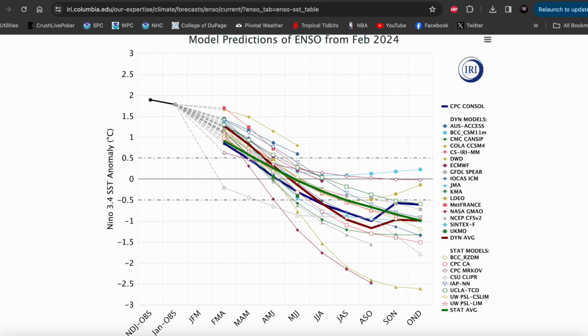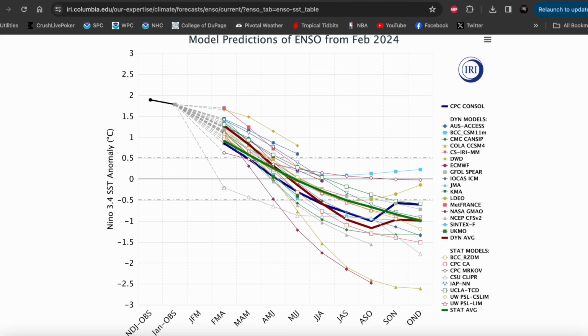Here's a graph that shows a bunch of climate model forecasts of ENSO in 2024, with each successive 3-month period on the horizontal axis and ONI on the vertical axis. Here's the latest ONI observation for November, December, January, registering at almost positive 2 degrees Celsius, and here's the observed value for January only, coming in at positive 1.78 degrees Celsius.